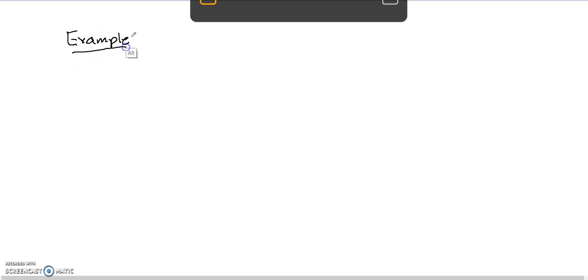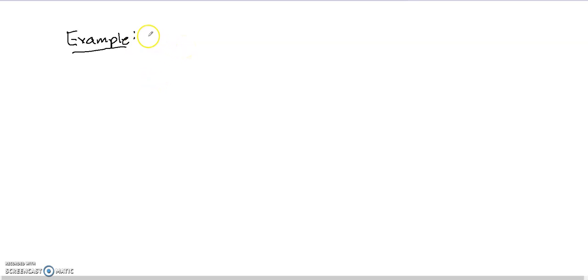Let's solve. Sorry, I keep hitting this button. I'm left-handed, and this little writing tablet has a sensor up there. So again, let's solve 7x squared minus x minus 2 equals 0.